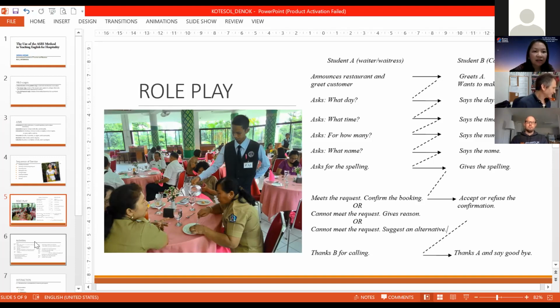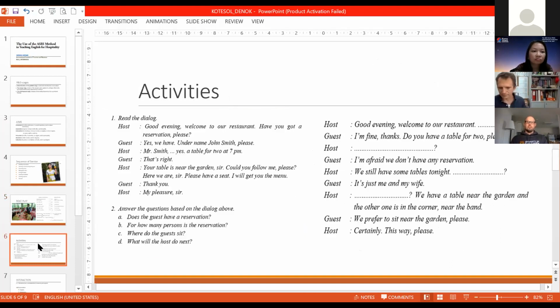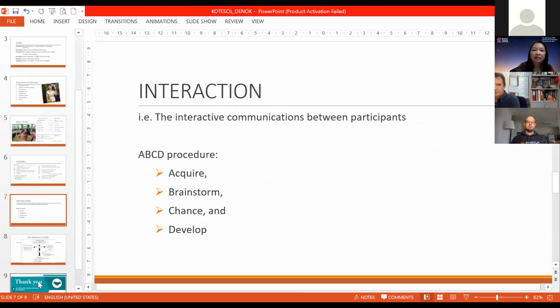And then the I comes from interaction. The interaction is the interactive communication between participants, and I use the ABCD procedure. A stands for acquire, B is for brainstorm, and C is for chance, and also develop. In acquire, the students get input from sample dialogues: they listen to the dialogues, read, and also answer some questions about the dialogue that they hear.